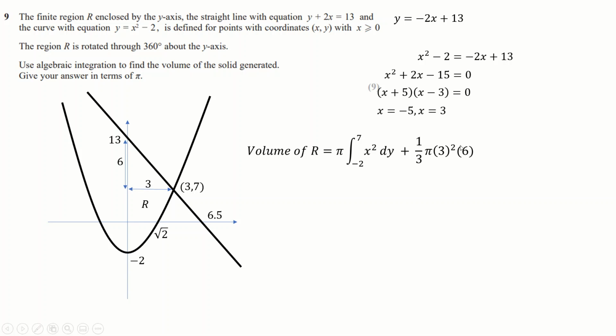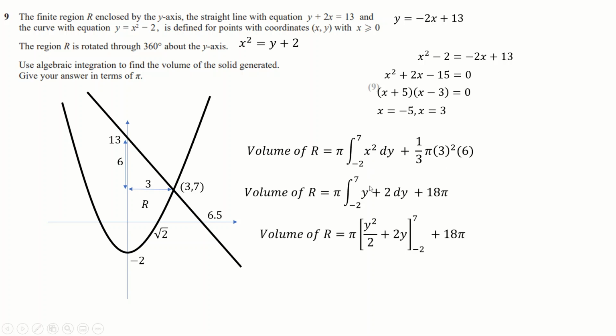So this is all I'm going to do. I've explained a third pi r squared h, that's the cone, radius 3, height 6. This bit here, of course, when you're doing a volume of revolution, you do the integral between the bounds you need, but then you times it by pi, and you do the x squared dy if it's around the y-axis. It's y squared dx if it's around the x-axis, x squared dy if it's on the y-axis. Now this is quite nice because x squared is an easy thing to get. You just add 2 to both sides, and now all I need to do is integrate y plus 2. This I already worked out as 18 pi, and now I just have an integral to do.